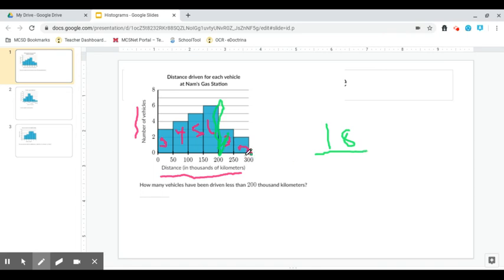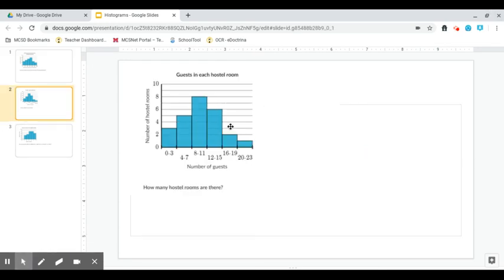So just see what you have given to you and answer the question based on what's been given to you. Okay, look at another one of these. Guests in each hostel room. This chart is telling you the number of guests. So in this room, 0 to 3 people. 4 to 7 in these rooms, 8 to 11 people, 12 to 15, 16 to 19, and 20 to 23.